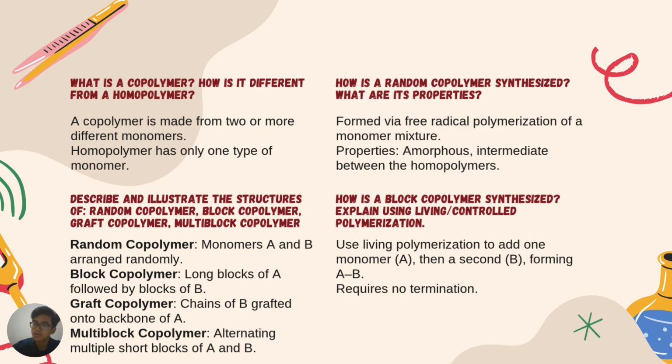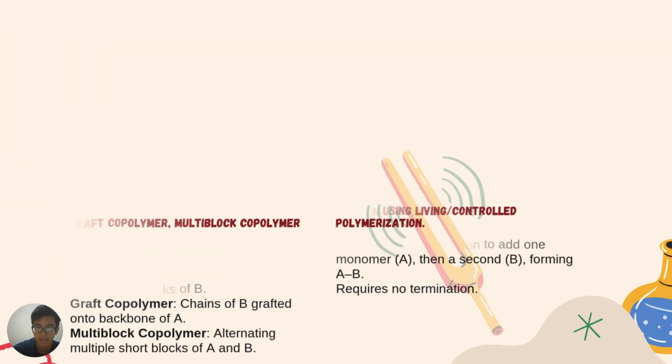And the fourth is how is a block polymer synthesized? And explain using living controlled polymerization. So when we use living polymerization to add one monomer, which is the A, and then the second one, B, it forms an AB because they both have to be connected, and this requires no termination. Just let them be synthesized.